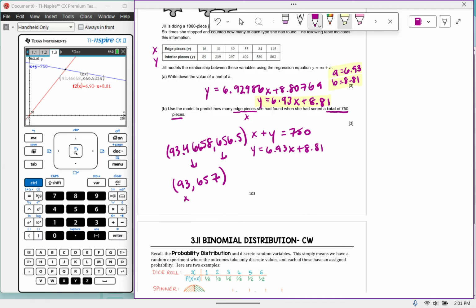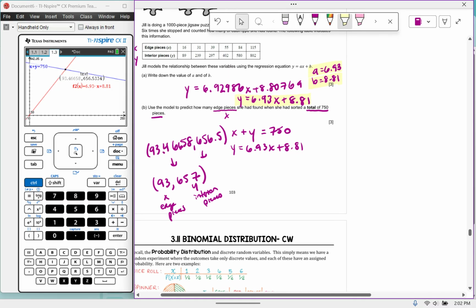This is an X. What does X stand for again? Okay, and then this is a Y. What does Y stand for again? Okay. So, when she sorted a total of 750 pieces, how many edge pieces did she find? There you go. All right. I think you will definitely be able to handle the rest then. Okay, bye, Joe. We're kicking you out.